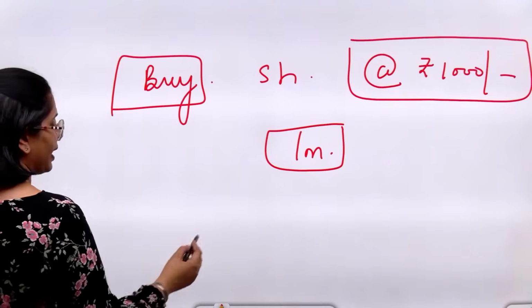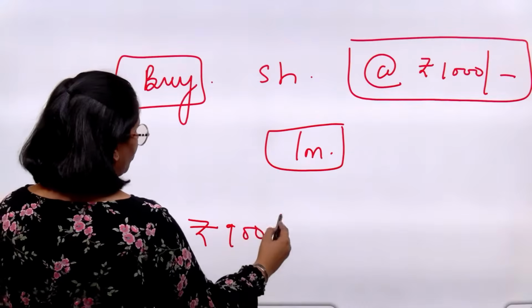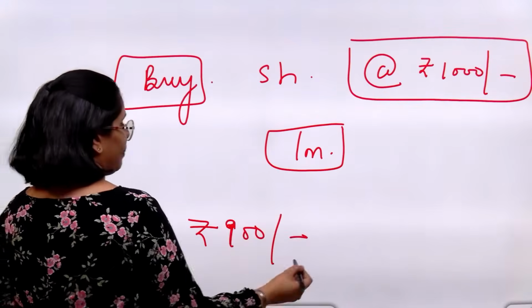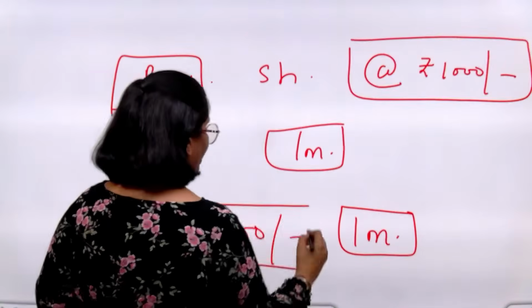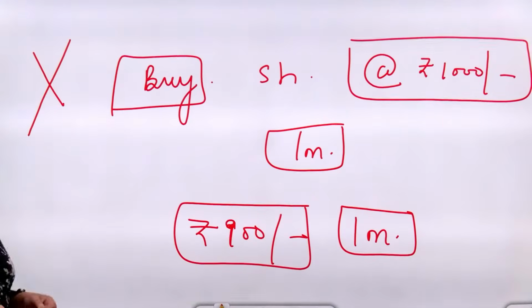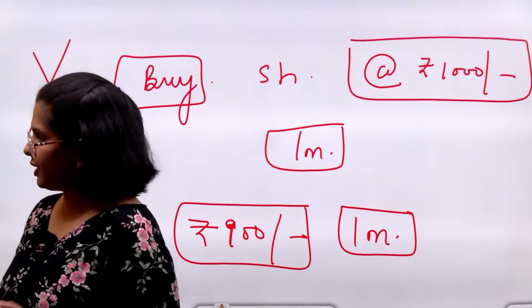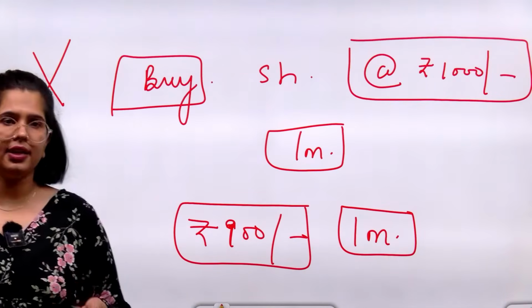Now if in market the Reliance share price is at 900 after 1 month, एक महीने बाद अगर रिलायंस के शेयर की प्राइस मार्केट में 900 रुपए है, then the value of this contract is going to reduce. Nobody would be interested in this contract. ठीक है, कोई भी इस कॉन्ट्रैक्ट में इंटरेस्टेड नहीं होगा.